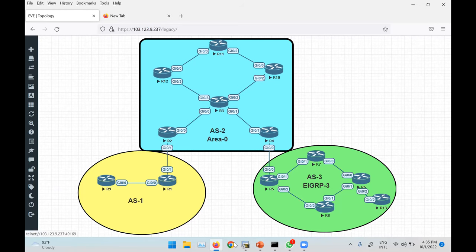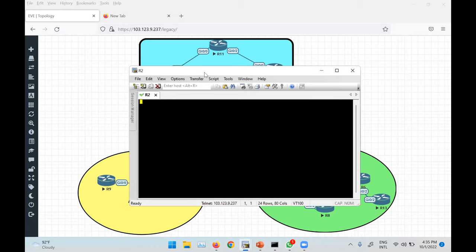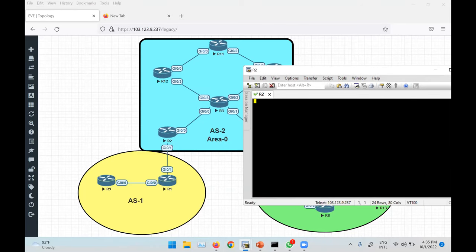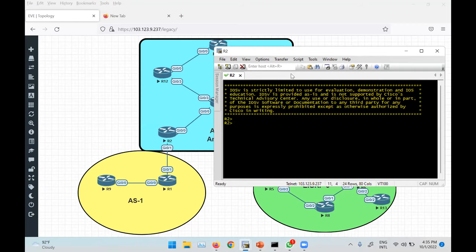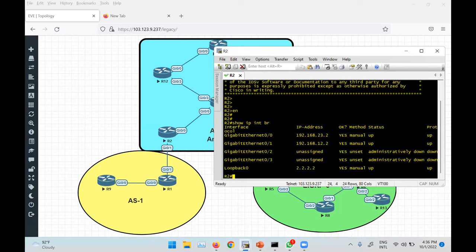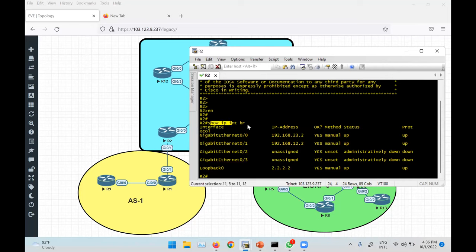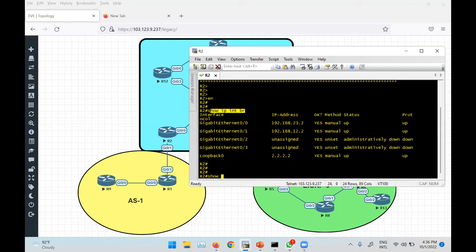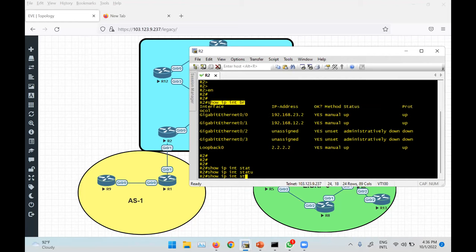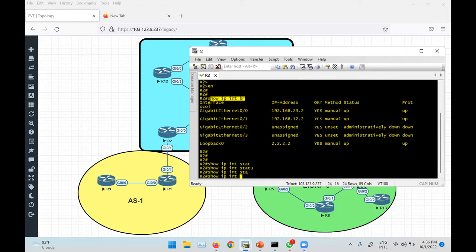So let's move on to R2 and check whether we are getting all the neighborships that we are expecting. In R2, first check the interface. Show IP interface brief is the command for checking the IP and also the interface status. Another command we can use is show interface status. Okay, this command is not working here.